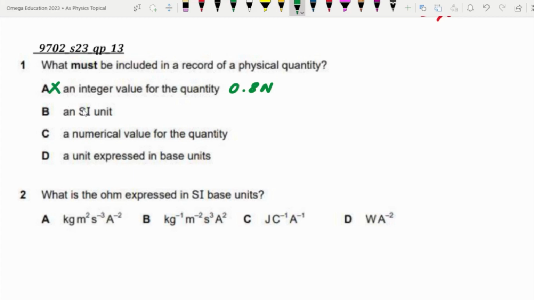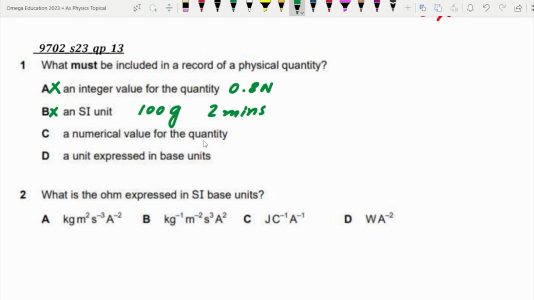An SI unit. SI unit is not a compulsion, because you can have a mass in grams, 100 grams. You can have time, 2 minutes. So we can express a physical quantity with other units as well. So SI units is not a compulsion. It is advised, but it's not a compulsion.